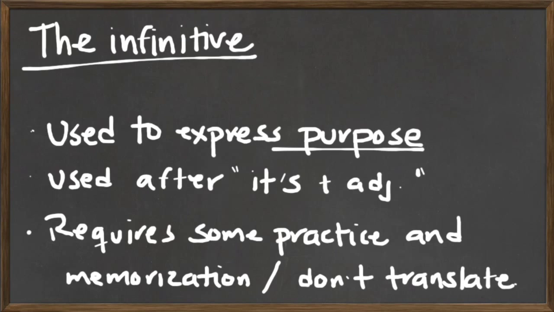Now the next one, which would be the infinitive form, we have some notes up for it. We use it to express purpose, yes, why we are doing something. We can also use it for like the because expression. They are used after it's plus adjective. Example, it's difficult to go. It's difficult to buy, it's difficult to play, etc.